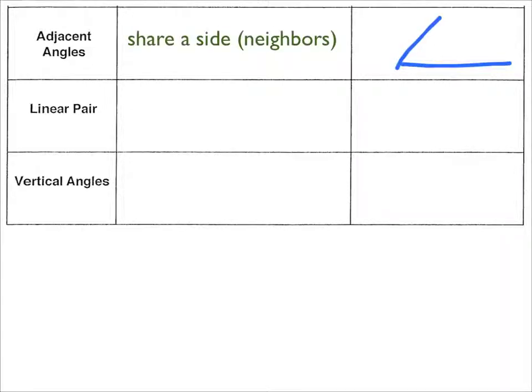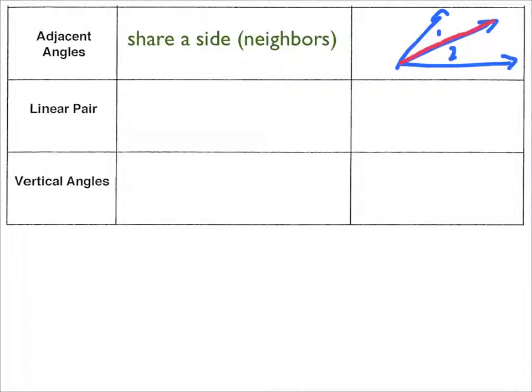Pairs of angles you need to be aware of. Adjacent angles are just two angles that share a side. Basically, you can have any angle, and if it's cut in half, now I have two angles, angle 1 and angle 2. They are adjacent angles because they share this middle side right here.